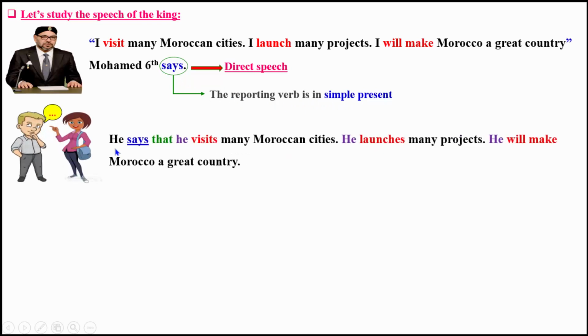The words of Tom: he says that he visits many Moroccan cities, he launches many projects, he will make Morocco a great country. This is indirect speech because Tom is repeating the words of the king.